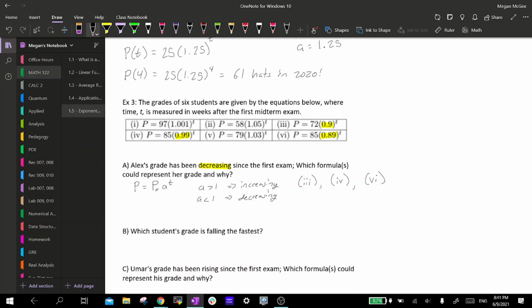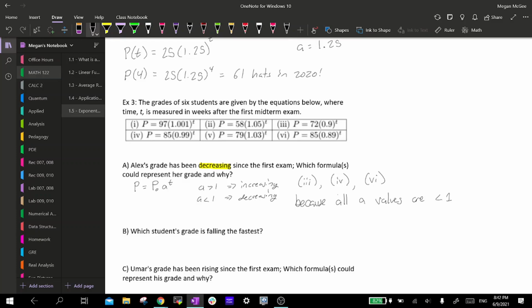So all three of these are contenders for Alex's grade because all A values are less than 1. That goes with our decreasing.